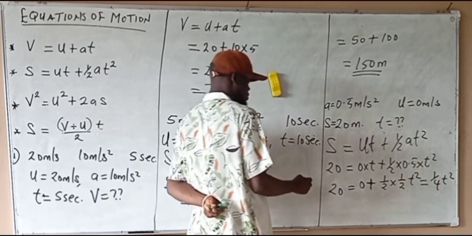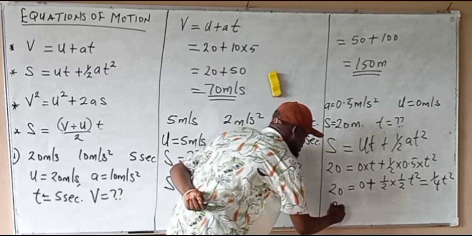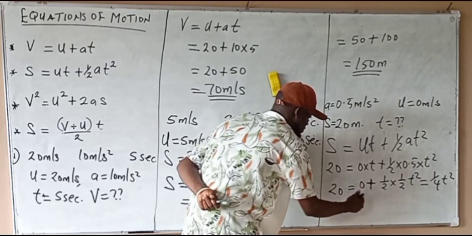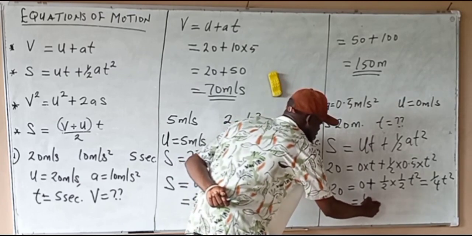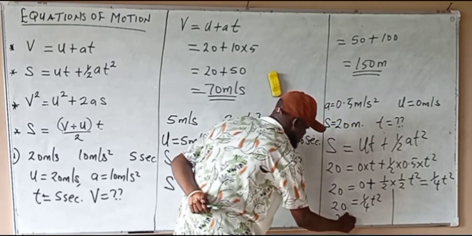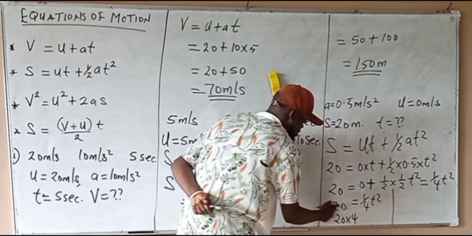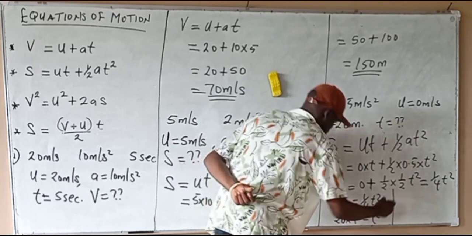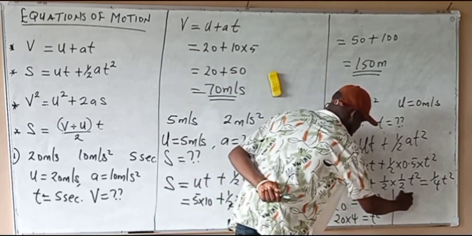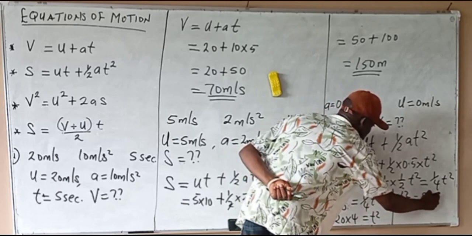When we write that, we're going to have 20 equals 1 over 4 t squared. If you multiply across, you have 20 times 4 equals t squared. What is 20 times 4? 20 times 4 is 80. So our t squared will be equal to 80.